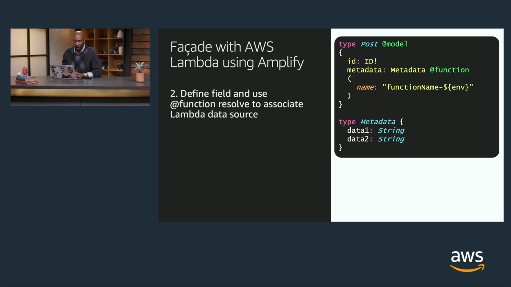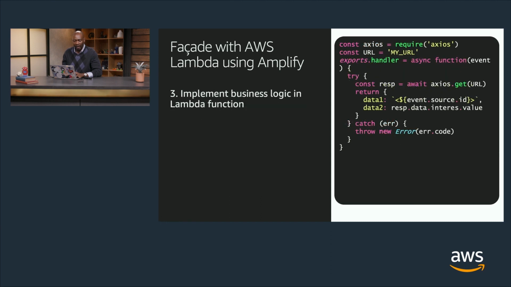I then define the field and use the add function resolver to associate the Lambda data source with my field. And this is what you saw earlier. So I have a metadata field associated with add function and simply provide the name of the Lambda function. And if the Lambda function was created with the Amplify CLI, you want to make sure that you provide this ENV information here, because this changes based on the environment that you're using. Then implement the business logic into the Lambda function. It's fairly straightforward. You can implement all your business logic here, and at the end of the day, you want to return an object that matches the expected field for the data type.